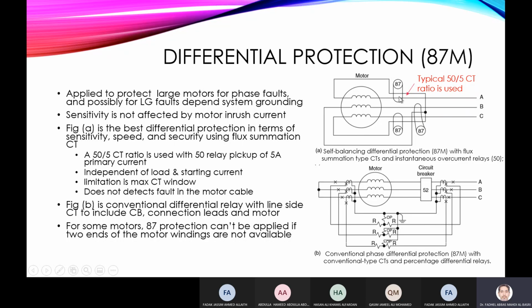And normally they call it the self-balancing CT connection. Normally, this is a 50 to 5 ratio, a typical ratio we use, while for these ones we should select the CTs considering the full load current, as I mentioned in the previous chapter.